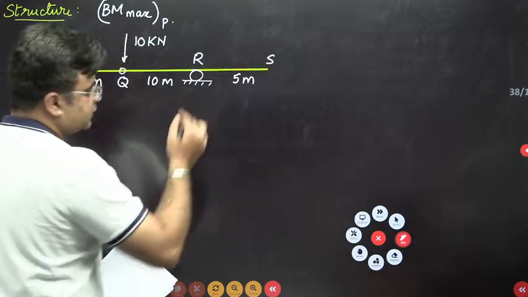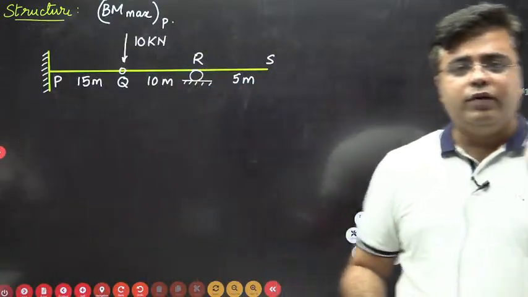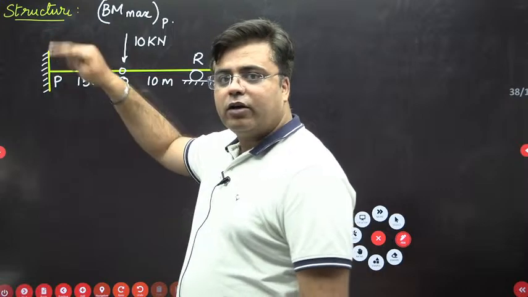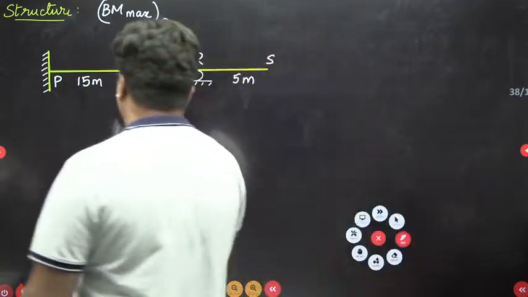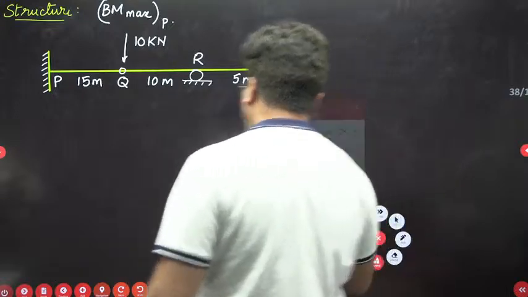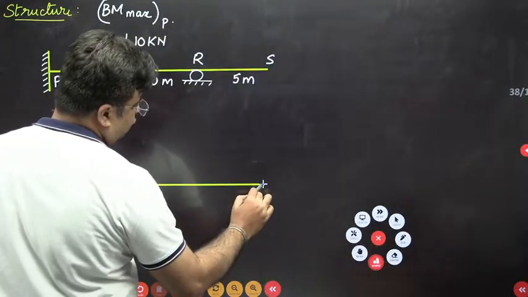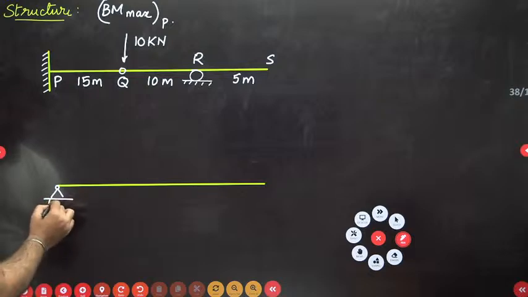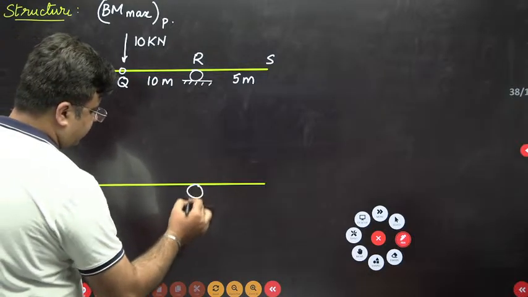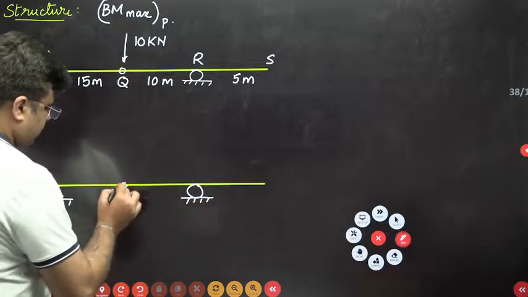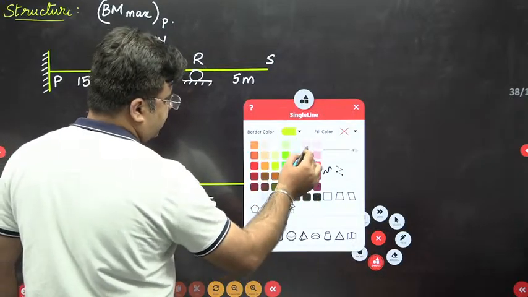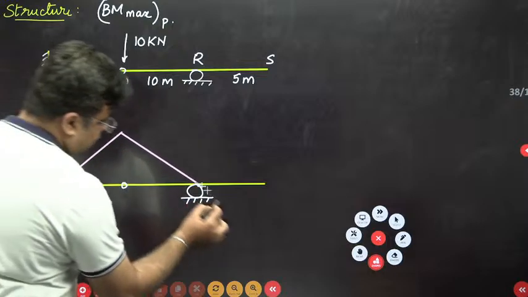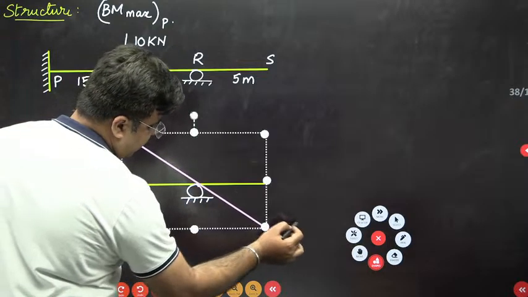Now since this is a statically determinate beam, we will directly use the Müller-Breslau principle. We will draw the ILD for bending moment at P, and accordingly we will calculate the maximum value of bending moment at P. For drawing this ILD for bending moment at P, we will assume an internal hinge at P. So the ILD will look like this. You need to just give unit rotation at P. So this is the unit rotation at P that you will give, and this will be your ILD for bending moment at P.